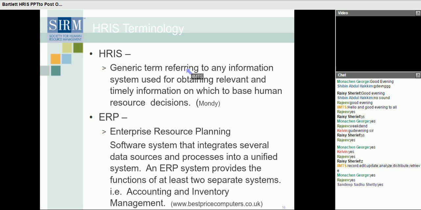Then HRIS terminology: generic term referring to any information system used for obtaining relevant and timely information on which to base human resource decisions. Then enterprise resource planning: software system that integrates several data sources and processes it into a unified system. An ERP system provides the functions of at least two separate systems, that is accounting and inventory management.